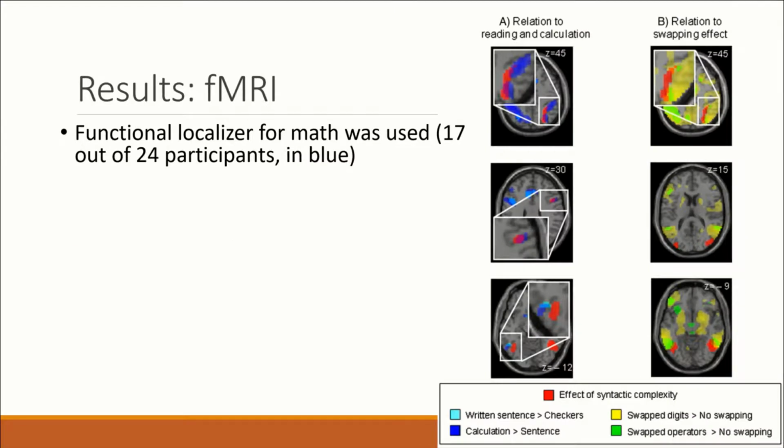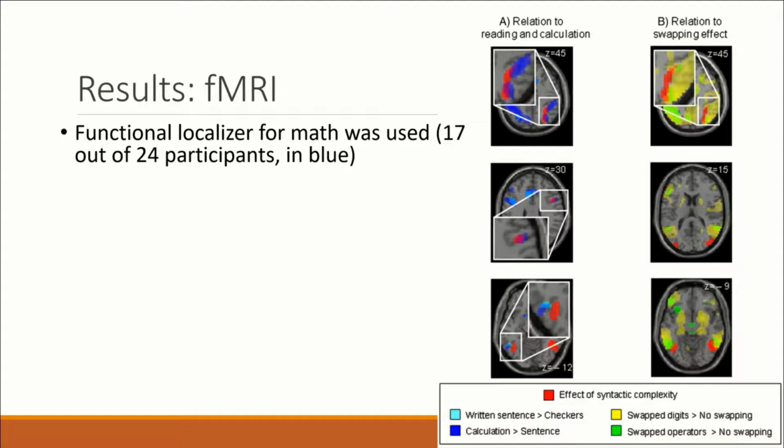So it turns out that 17 of the 24 participants had completed the functional localizer that I mentioned earlier. One part of the localizer actually involved mental calculations. So during the localizer, they were presented with either a written problem to solve or they were audibly told to solve a problem. For example, they could have been told, "What is 11 minus 7?"